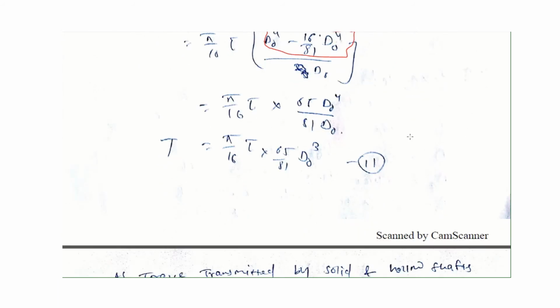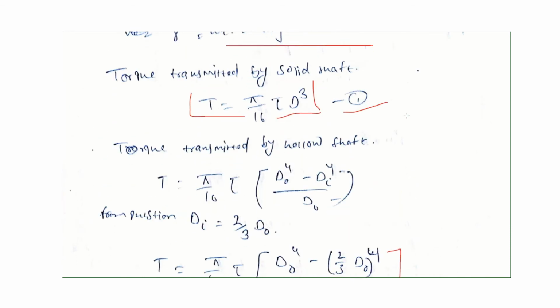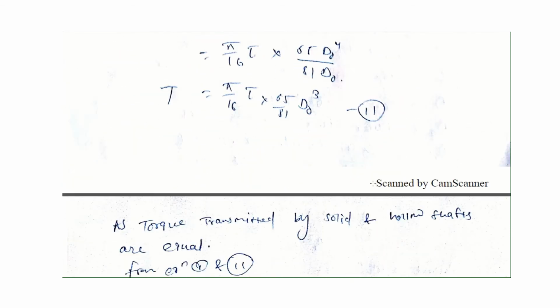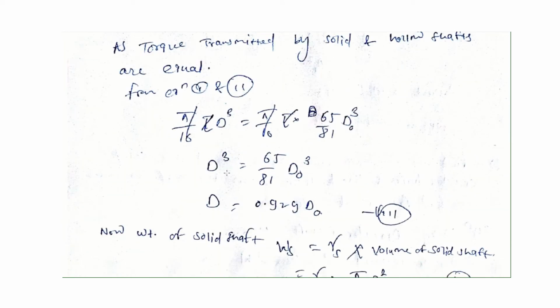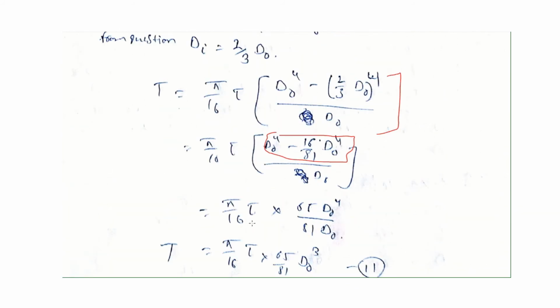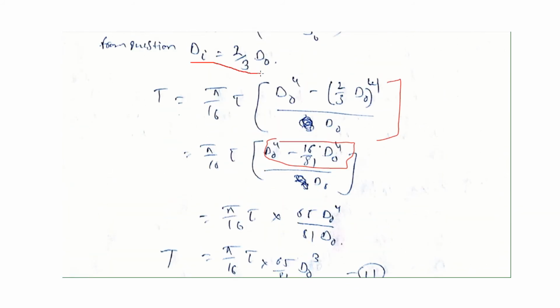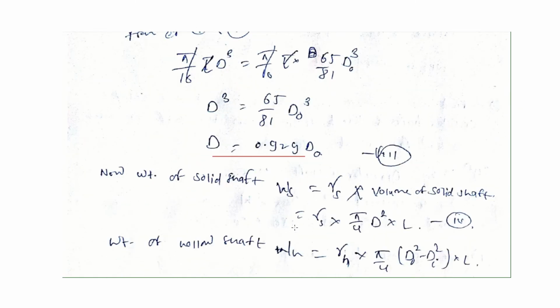Now the torque transmitted is the same, so equating both the equations, first and second. It will give the relation between the diameter of the solid shaft and the outer diameter of the hollow shaft, where d equals 0.929 times d outer. In this question the inner diameter is already in terms of the outer. So we can now find the weight.